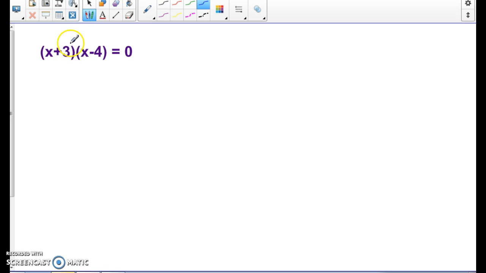So in this case, I would set this parenthesis equal to 0, and I would set this parenthesis equal to 0. I solve, and I get x equals negative 3 and positive 4, and those would be my two answers.